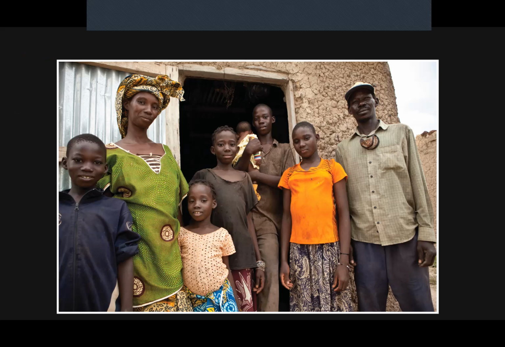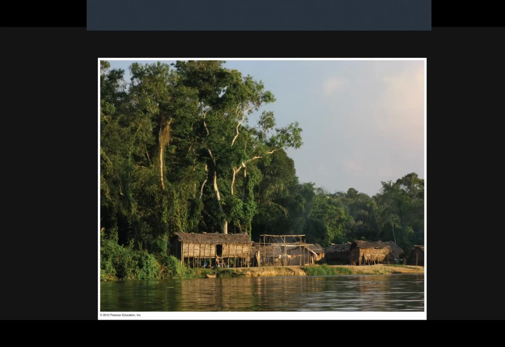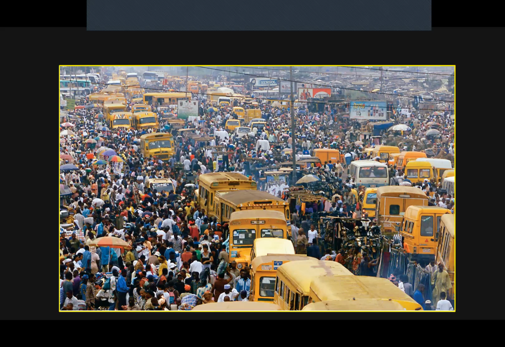Here's just a picture of a family. Overall, in Sub-Saharan Africa, it's on average at least 4 kids per family as an average for the entire continent. And here's just a rural community where people are living out in the countryside, surrounded by their fields and farms. And here's settlements along some of the rivers in the rainforest. That's where most people will live, actually close to the rivers for transportation, etc. But like I said, the cities are starting to explode. This is Lagos, Nigeria. It has one of the highest growth rates in the world, and you can see the congestion and how many people are there.